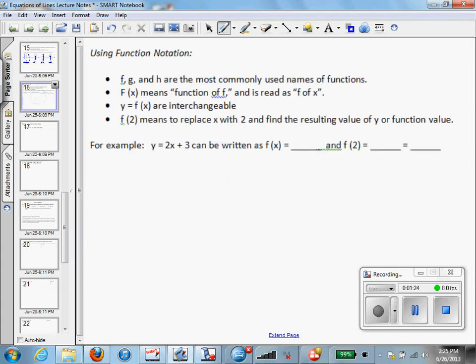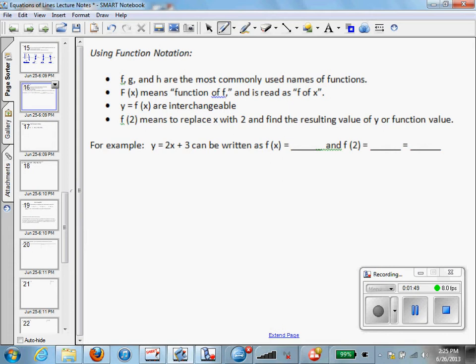Right, looking at function notation, f, g, and h are most commonly used names of functions. F of x, the function of x, is read "f of x." Y equals f of x are interchangeable, so that means f of 2 means to replace every x that we see in the equation with a 2 and find the resulting value of y, or the function value.